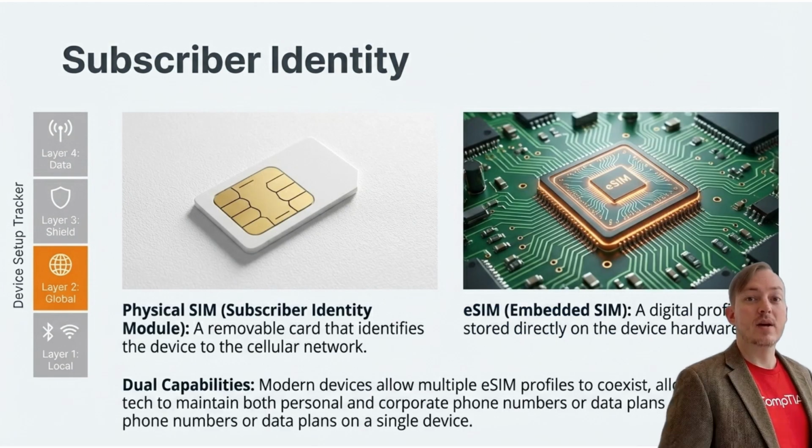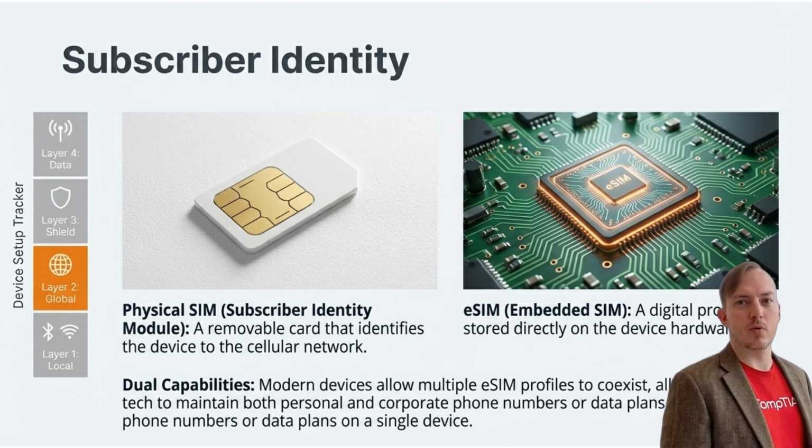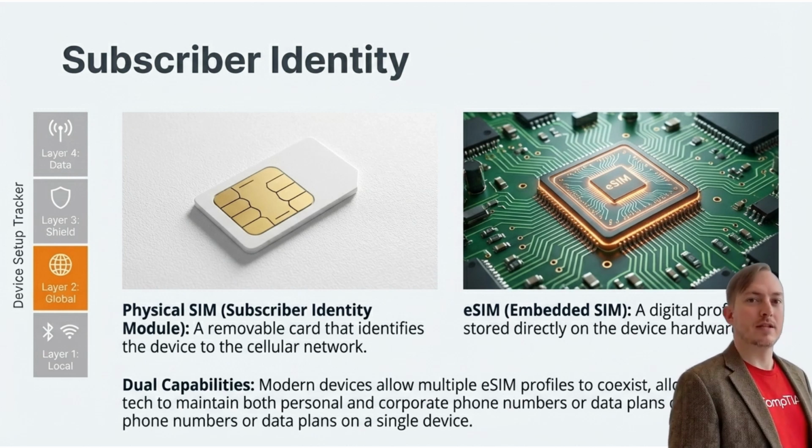To access those cellular networks, we need subscriber identity. The traditional method is the physical SIM, or subscriber identity module, which is a removable card that identifies the device to the cellular network. The modern method is the eSIM, or embedded SIM, which is a digital profile stored directly on the device hardware. Because of these dual capabilities, modern devices allow multiple eSIM profiles to coexist. This allows a field tech to maintain both personal and corporate phone numbers or data plans on a single device, or easily change them on the fly.